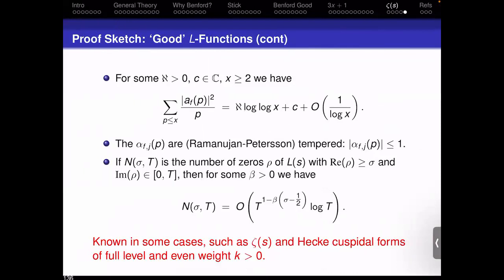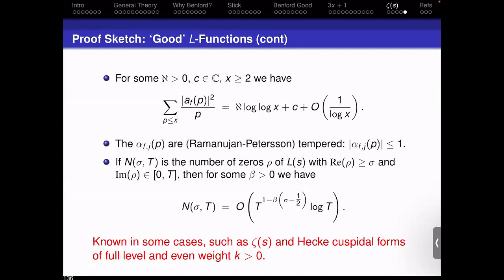The next one is beginning to get a little bit more. For some aleph, the sum of a_f(p) squared over p is going to be of the form aleph log x. Well, if we take the Riemann zeta function, all of these would be ones, we have the sum of 1 over p, and that's just log x. This is not a horrible ask. Anything bounded is going to be fine. The alpha_j's are of size 1 in absolute value.